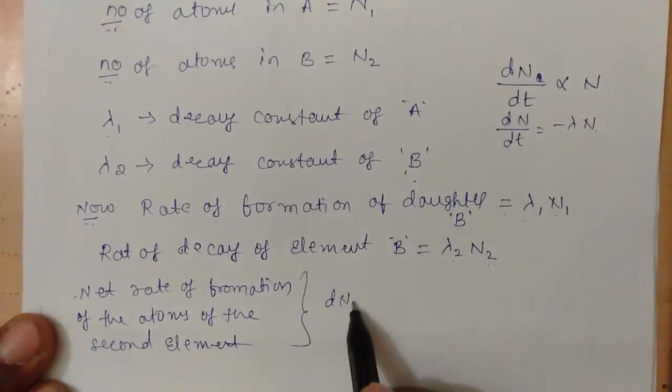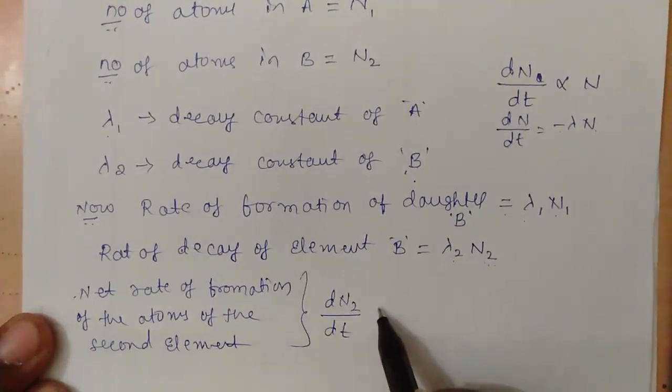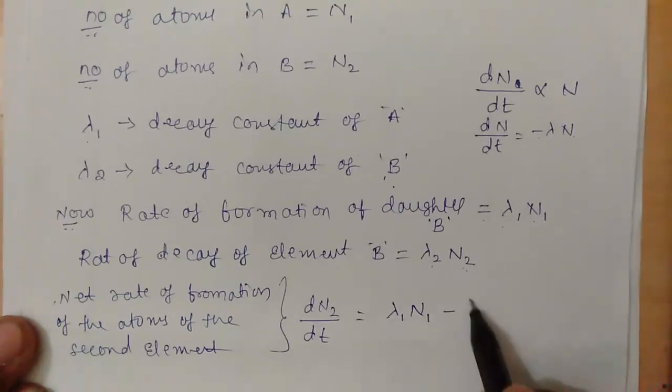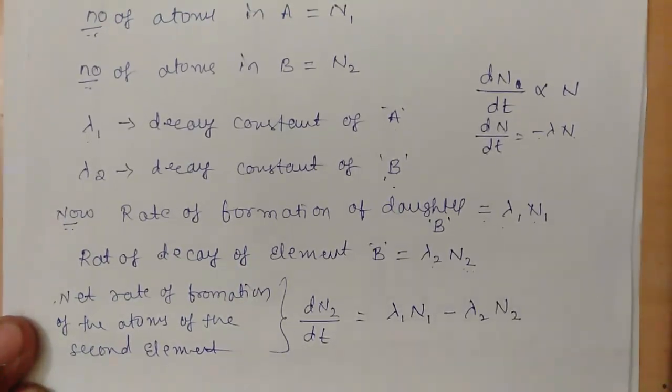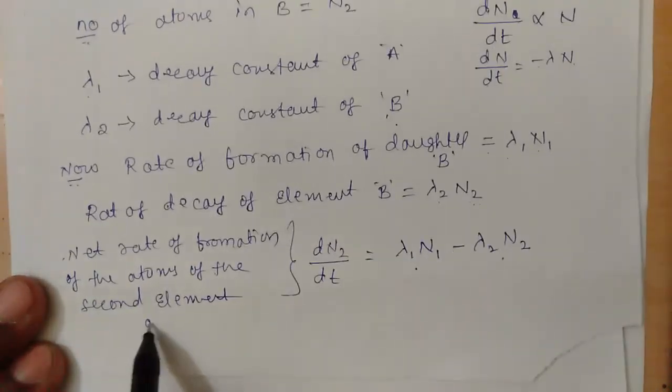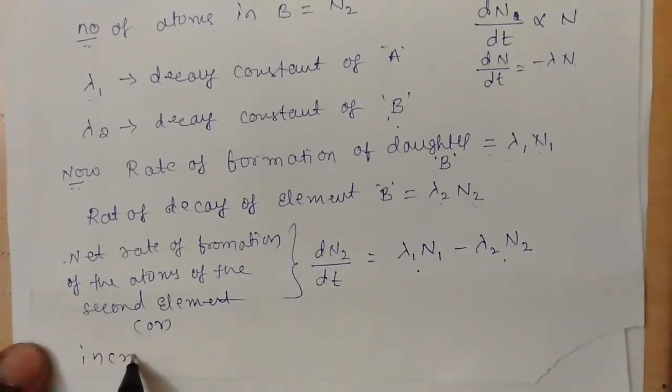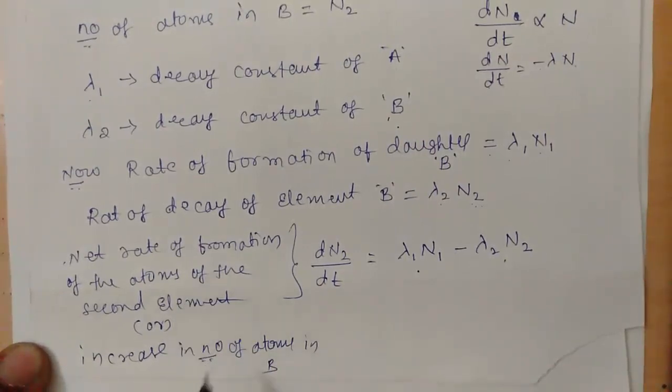So this is written as dN2/dt is equal to the rate at which the first element is decaying minus λ2 N2, the rate at which the second element is decaying. The difference between these two will get you the rate of formation of the second element, or it can also be written as the increase in the number of atoms in B. Both mean one and the same.